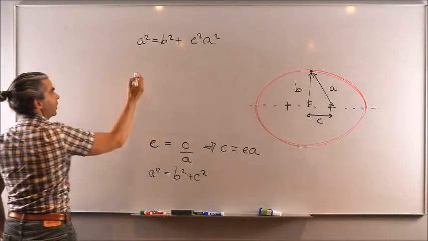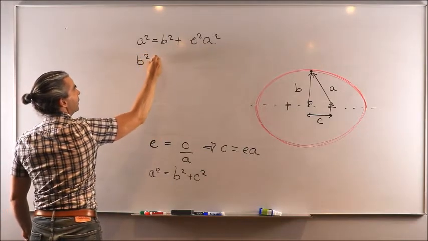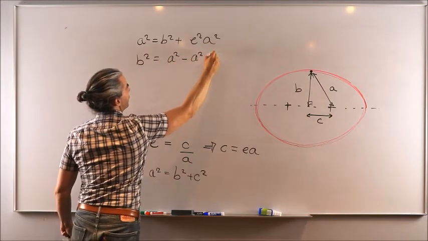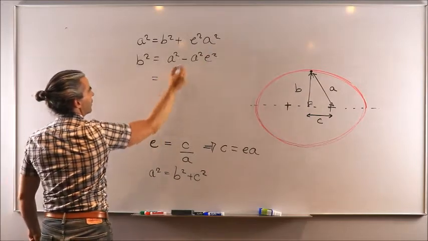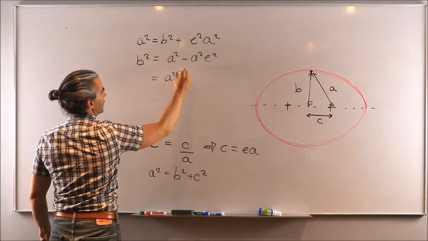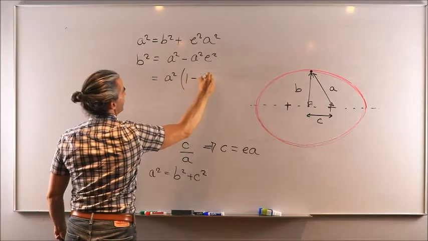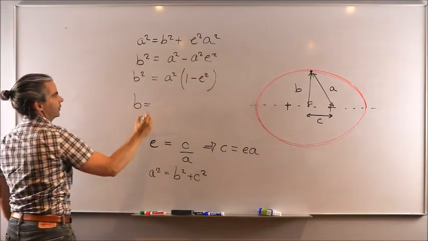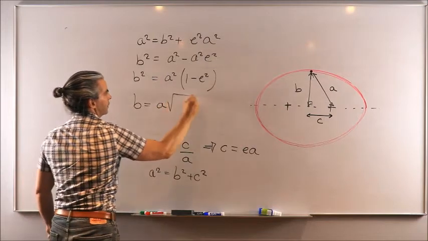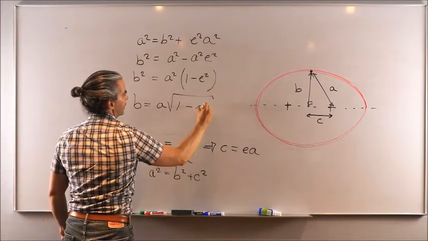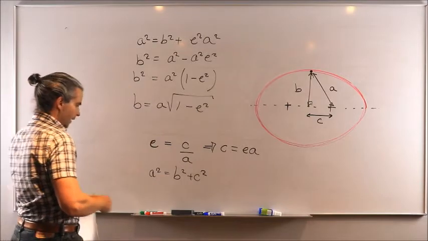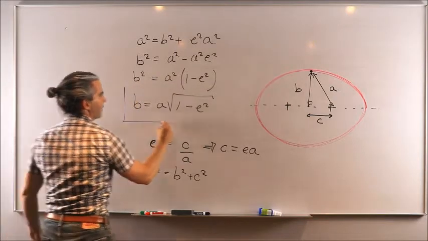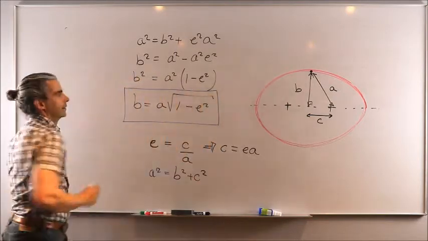And based on that very simple equation, we could solve it for B. B squared will be equal to A squared minus A squared E squared. You can factor out the A squared on the right-hand side of that equation and write 1 minus E squared, which is equal to B squared on that side, such that you get B equal to A square root of 1 minus E squared. And that is a useful expression that you can use whenever you are dealing with an elliptical orbit.